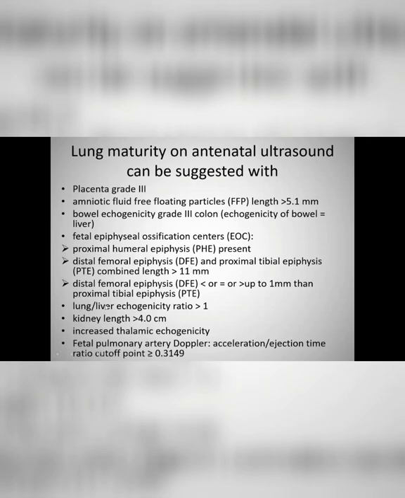Then came the lung-liver echogenicity ratio, and this is very important. We can measure the echogenicity as a number, but in most cases we do it subjectively when we see that the lungs are more echogenic than the liver. The kidney length is one of the parameters. If it is more than 4 centimeter, it means that the fetus is mature. Increased thalamic echogenicity and fetal pulmonary artery Doppler: we measure the acceleration to ejection time ratio with a cutoff value more than or equal to 0.3. So this is a great list of assessment of the fetal lung maturity.